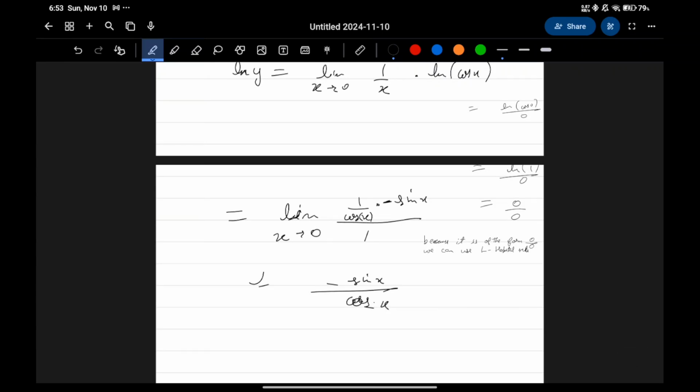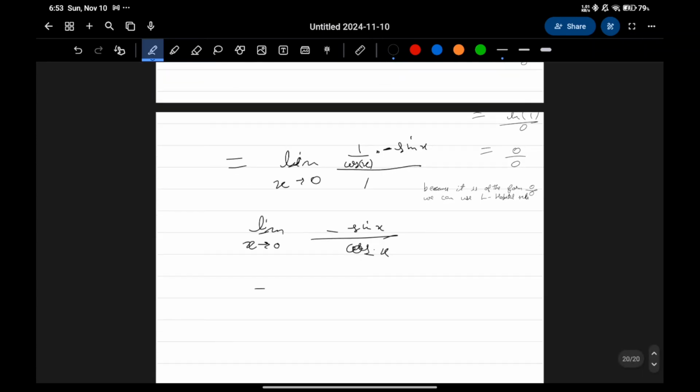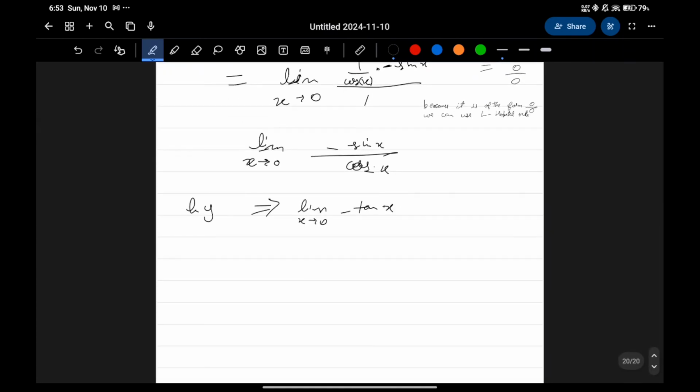Don't forget the limit, x goes to 0. Now, sine over cos is basically tangent. This would be the limit of x goes to 0 of negative tangent x. Don't forget we have a log of y on the left. Now, what's tan 0? Tan 0 is 0. So if you plug in the limit, this becomes negative tan 0, which is just 0. We have natural log of y on the left.